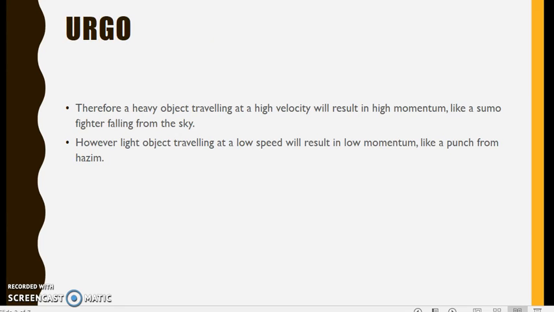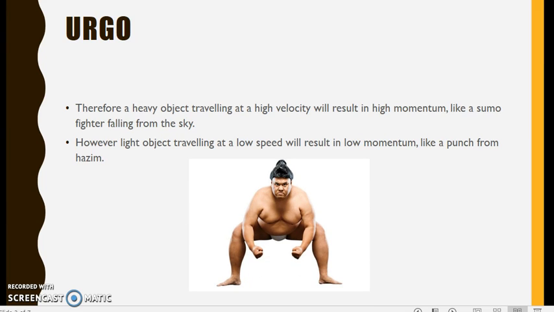Ergo, therefore, a heavy object traveling at high velocity will result in high momentum, like a sumo fighter falling from the sky. However, light objects traveling at low speed will result in low momentum, like a punch from Hazin.